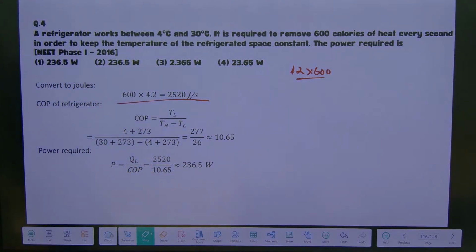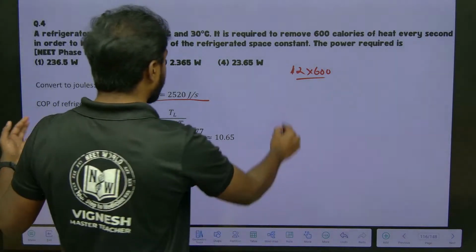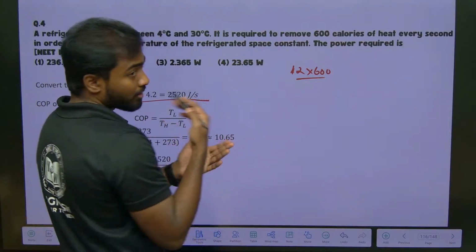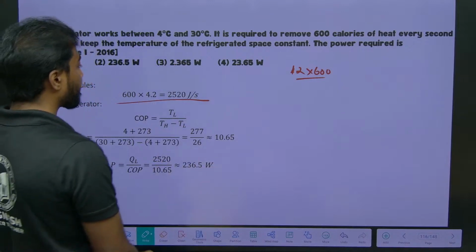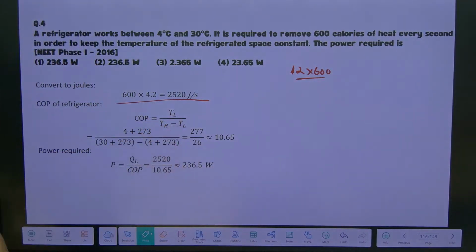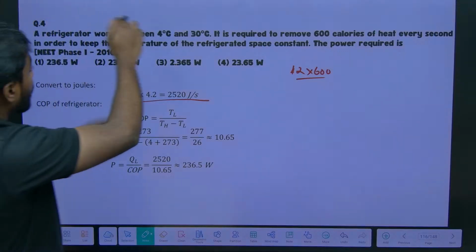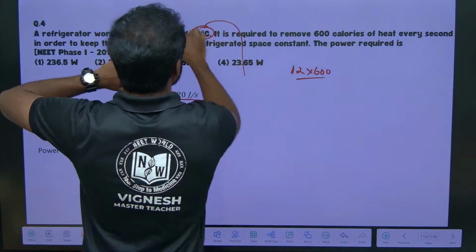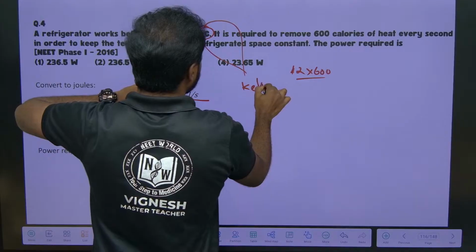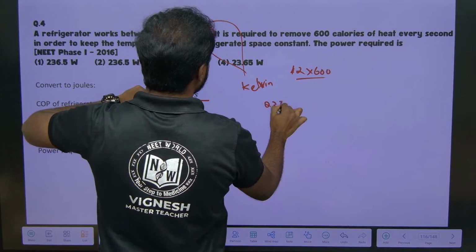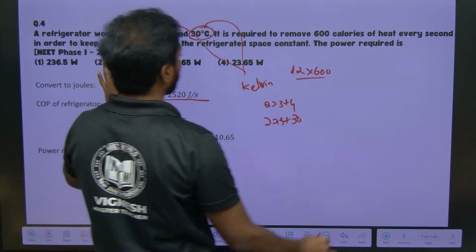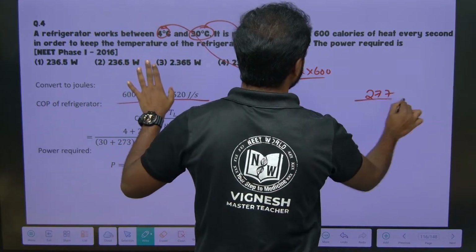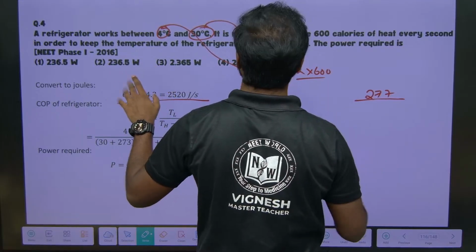What is the COP of a refrigerator? It is the ratio of the low temperature to the change in temperature, that is TL divided by (TH minus TL). Got it? And here I need to convert the temperatures into Kelvin. So 273 plus 4, and 273 plus 30. So the low temperature is 277.